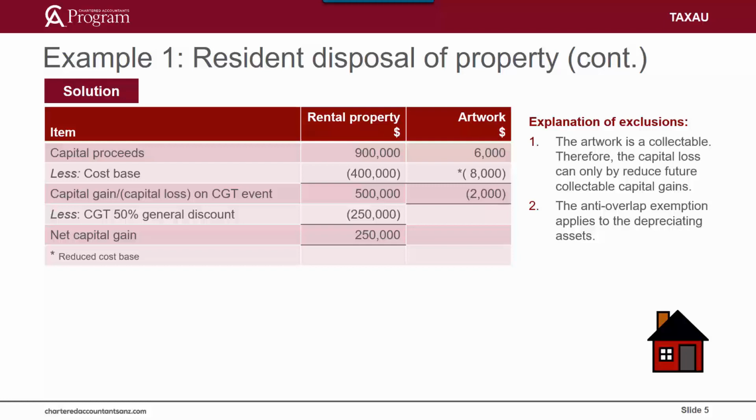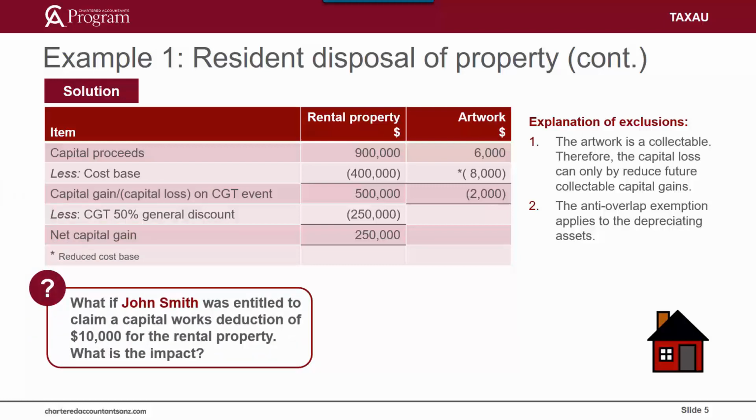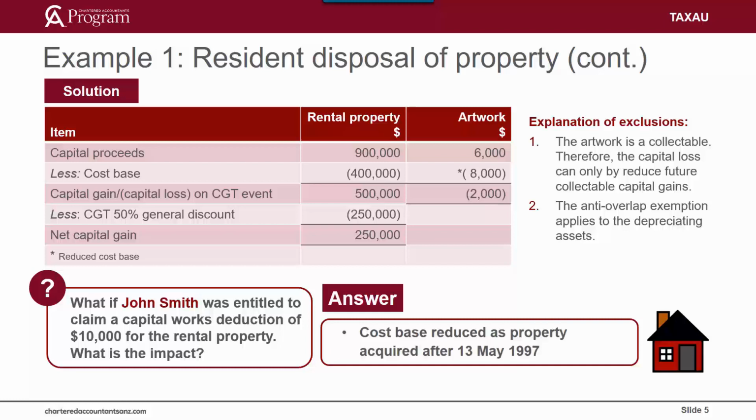So let's further check your understanding. What if there was an additional fact in this question that John was entitled to claim a capital works deduction of $10,000 in respect to the rental property? What impact would this have on the capital gain calculation for the rental property? The correct answer is that under section 110-45, the cost base of the rental property would be reduced by the Division 43 capital works deduction as the asset was acquired after the 13th of May 1997. If the asset was acquired before this date, then no reduction would be required.